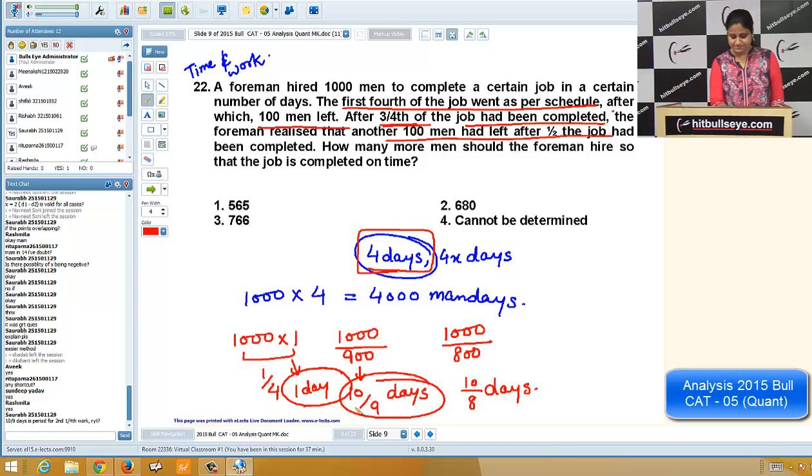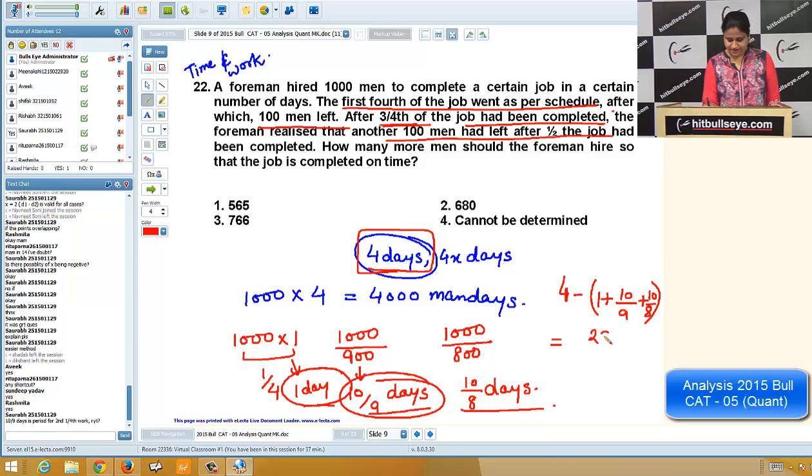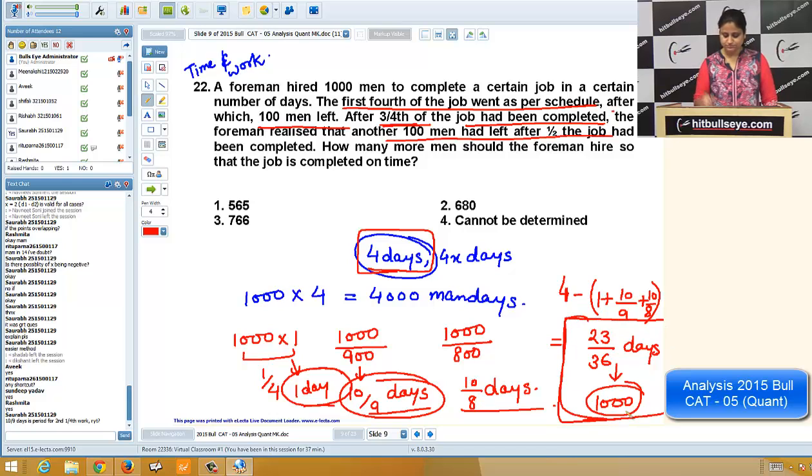So these many days are gone. We are left with, see, 4 days were there. That was the schedule. And these many days are consumed. So we are left with how many days? We are left with 23 by 36 days. And still 1000 men days work is left. Are you getting me? This is the thing left. The schedule was of 4 days.